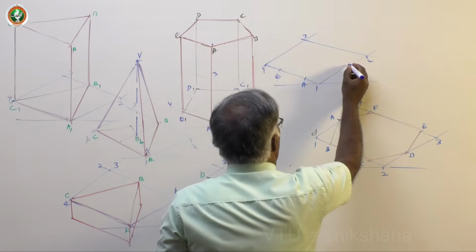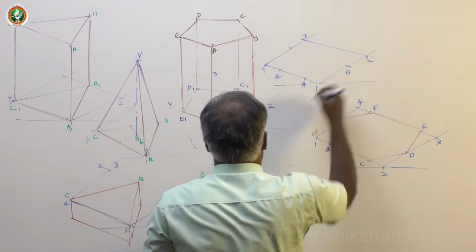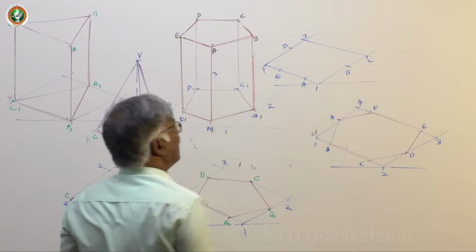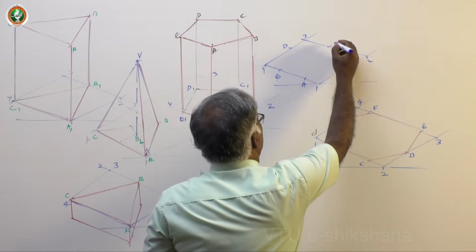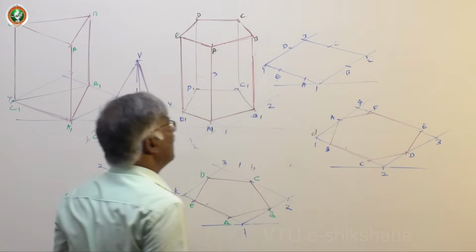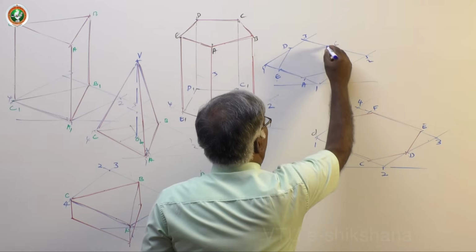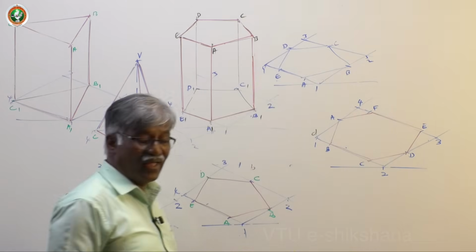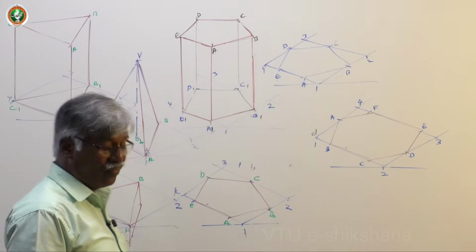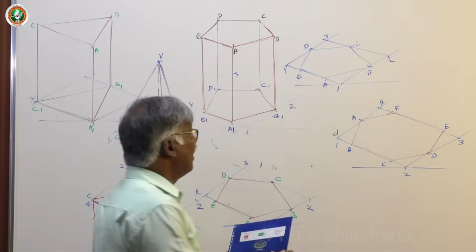Next comes B and D. Next comes this. This is C. Join them in order. You will get the base. Then how to identify the center of the pentagon, pentagonal isometric projection.